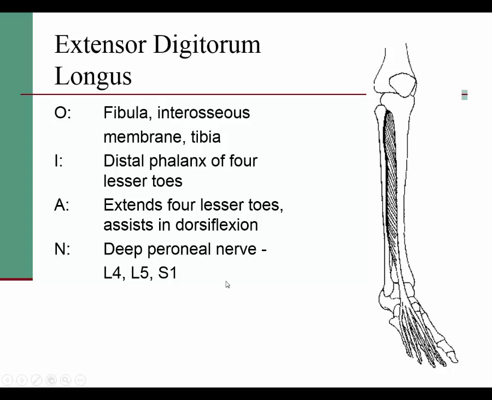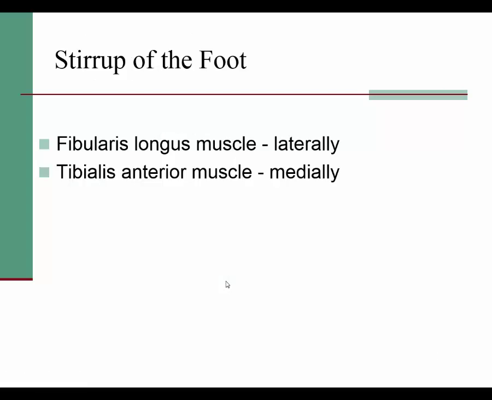The stirrup of the foot: the fibularis longus muscle on the lateral side and the tibialis anterior muscle on the medial side. This is what helps support that arch and creates the stirrup-looking portion of the foot. Make sure you know this. This is probably a quiz question and probably a test question at some point in time.